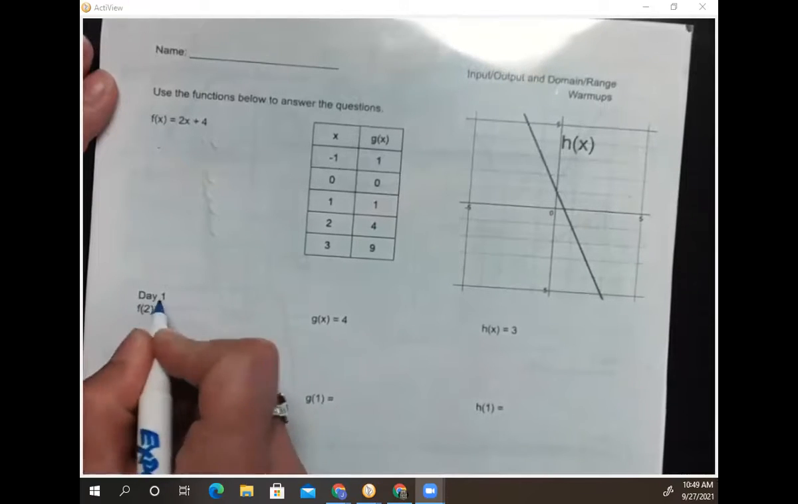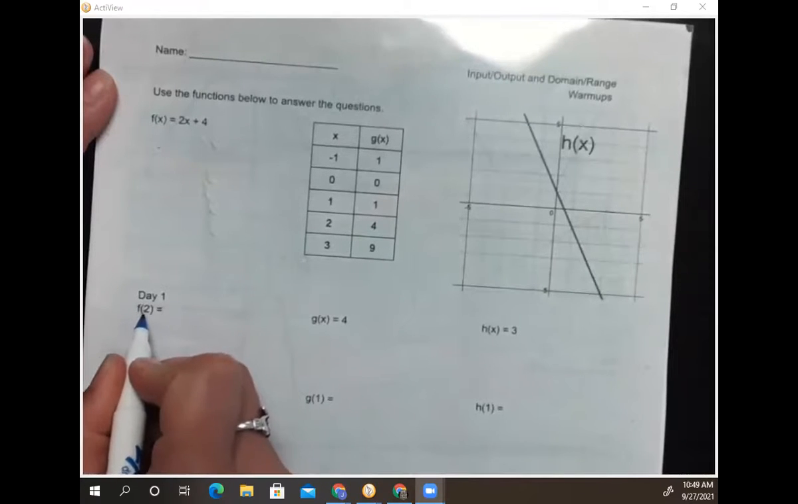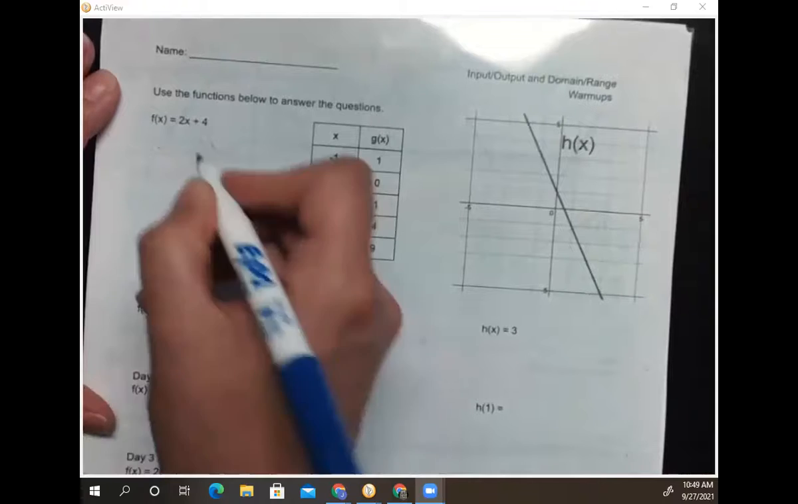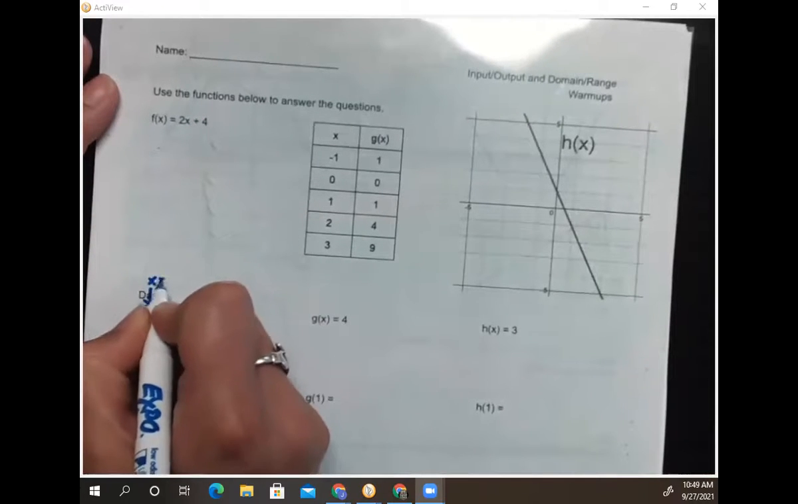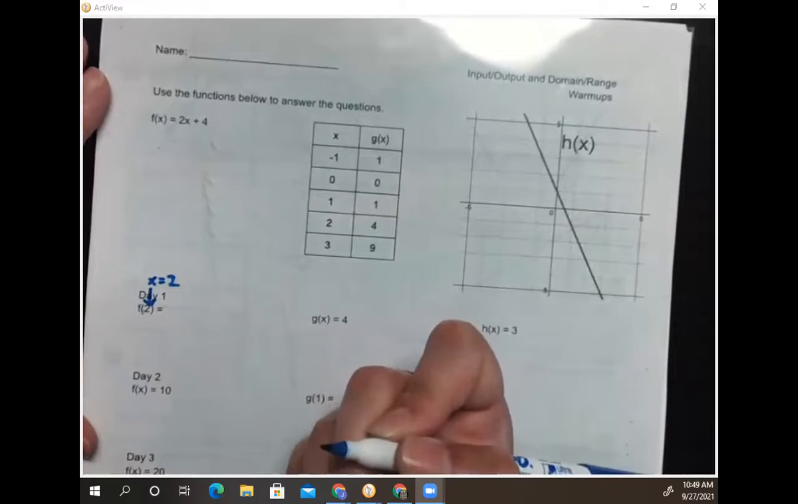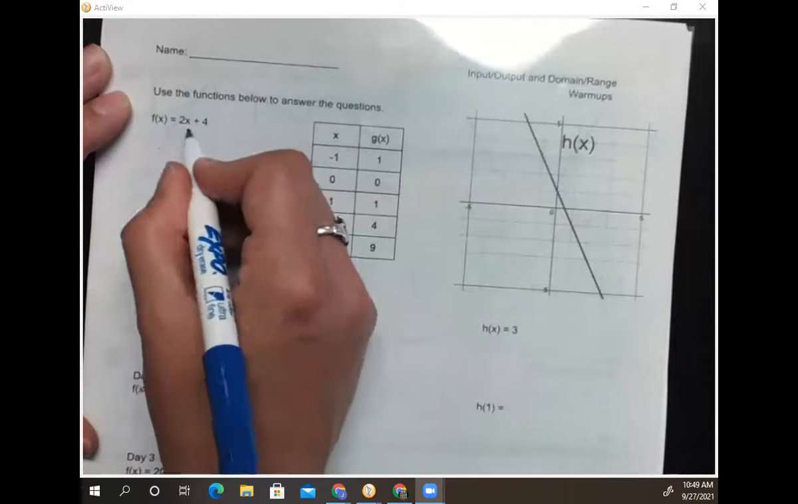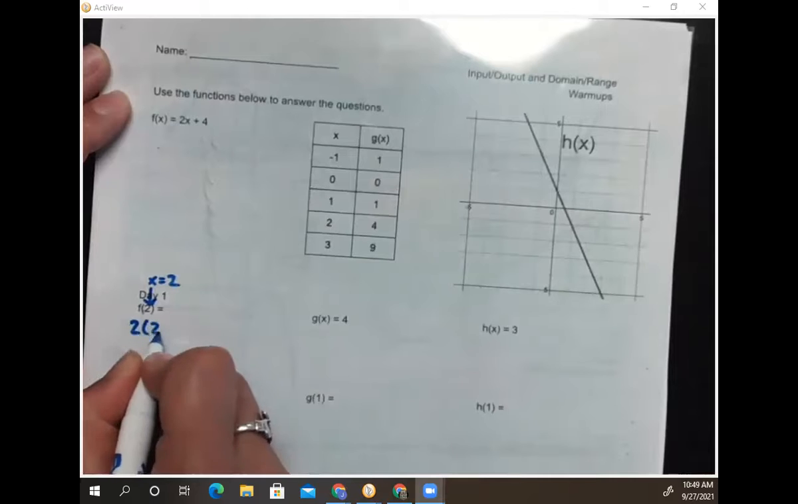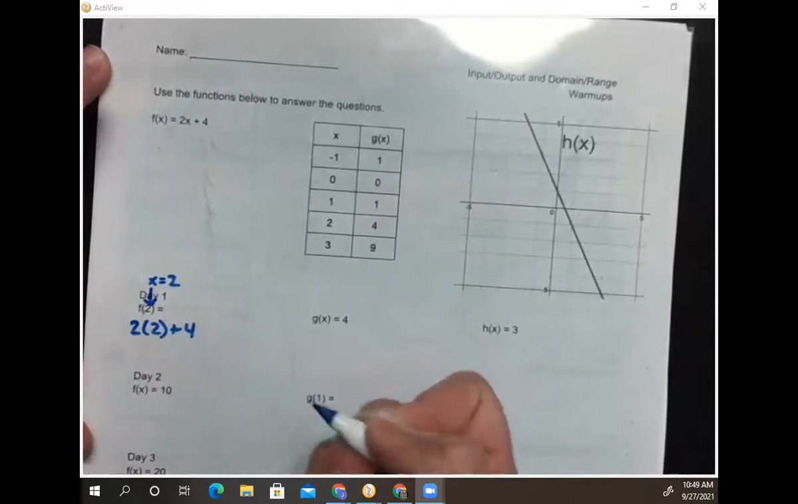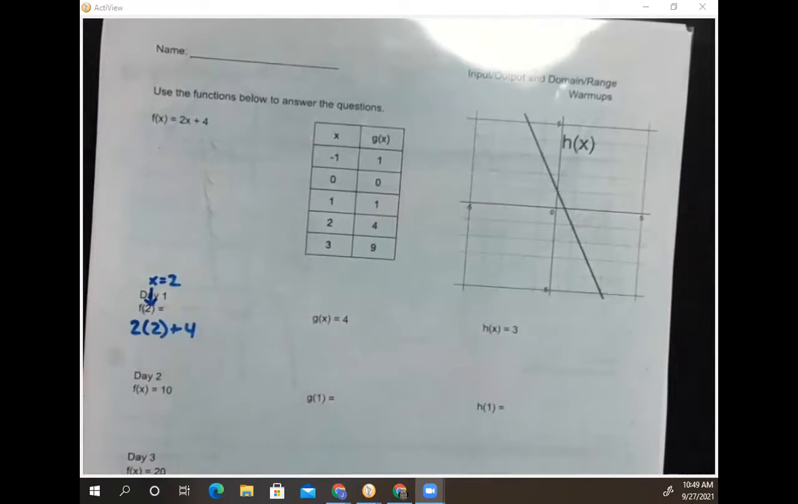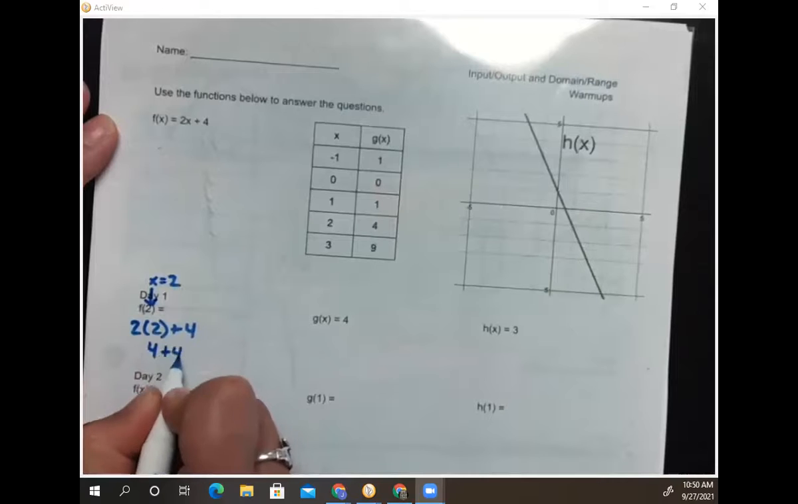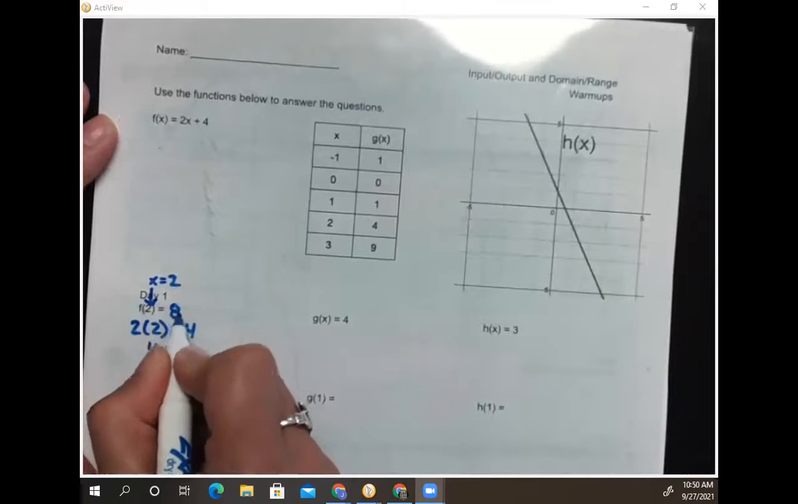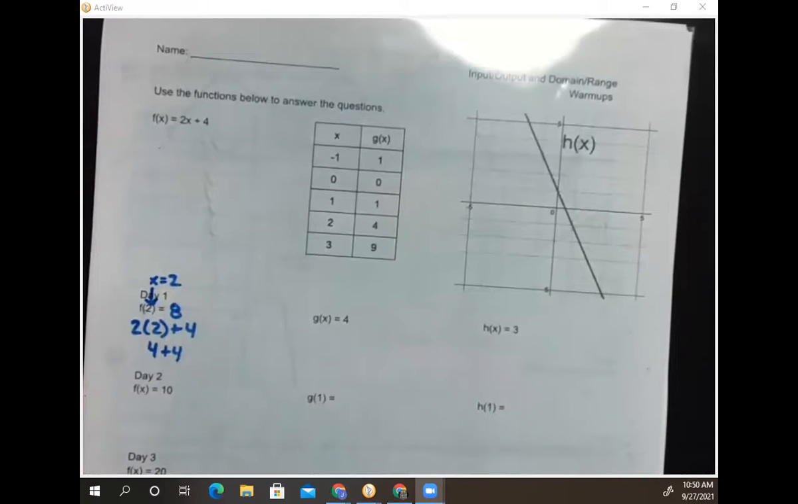So for the day 1 problems, the first question I asked you is, what is f of 2? I'm used to seeing an x in this spot, right? So when I see a number there instead, that means I'm plugging 2 in for x in that function. So I'm going to take my function and I'm going to plug 2 in for x. And then I'm going to simplify. That's what I'm asking you to do here. So as I simplify, remember to follow order of operations. 2 times 2 would be 4. So we've got 4 plus 4, which is 8. So that tells me that f of 2 equals 8.